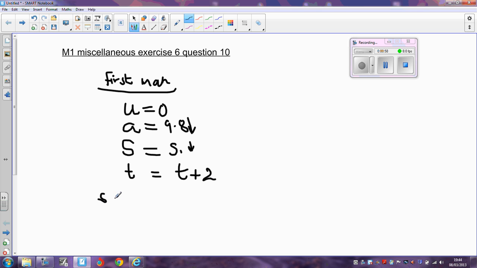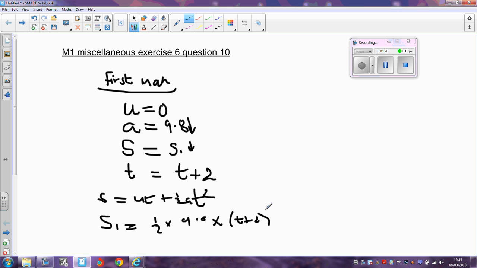And if we now use s equals ut plus half at squared, substituting into that, we're going to get his displacement. u is 0, so it's going to be a half multiplied by 9.8 multiplied by t plus 2 squared. That's for the first paratrooper. Sorry, that's meant to be an 8.